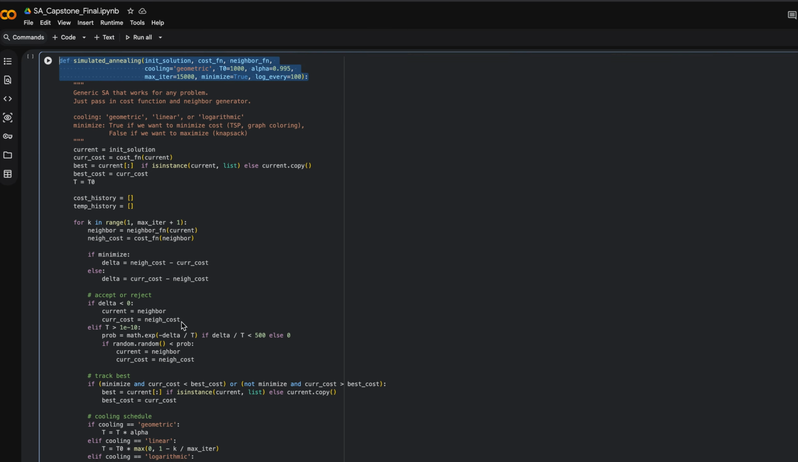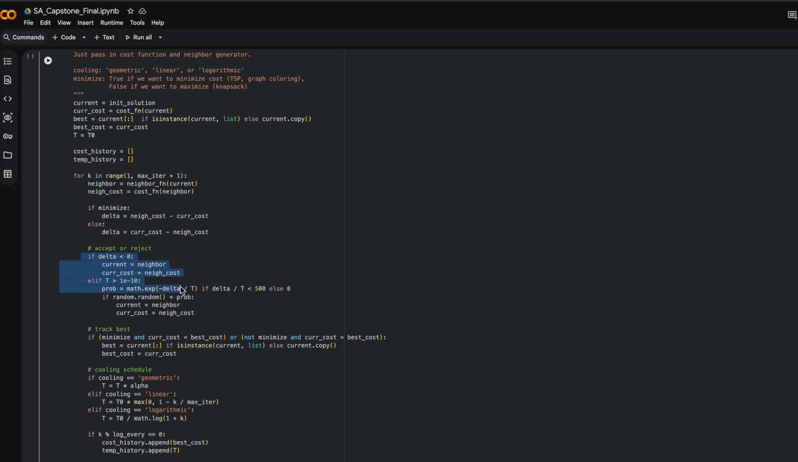Now let's go to the delta, accept or reject block over here. So the Metropolis criterion: basically the better solution is always accepted. A worse solution is accepted with probability exp(-delta/T).